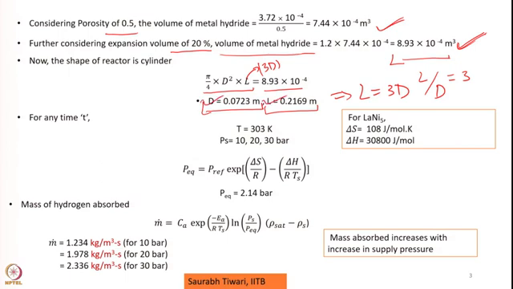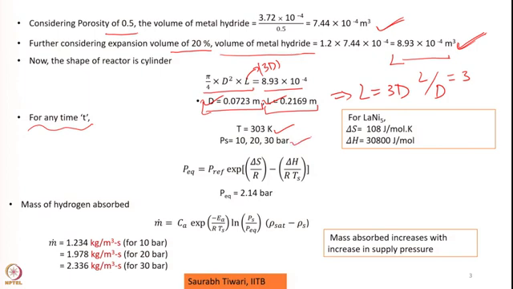Now it is also given that for any time t, we have the temperature as 303 Kelvin. Normally, in the previous lecture we told that there is an energy equation which is used to calculate the temperature at a particular time and at a particular distance in the metal hydride reactor. But in this case it is given at a particular time t, so we do not require the differential equation. It is directly given that the temperature is 303 Kelvin and the supply pressure is these 3.